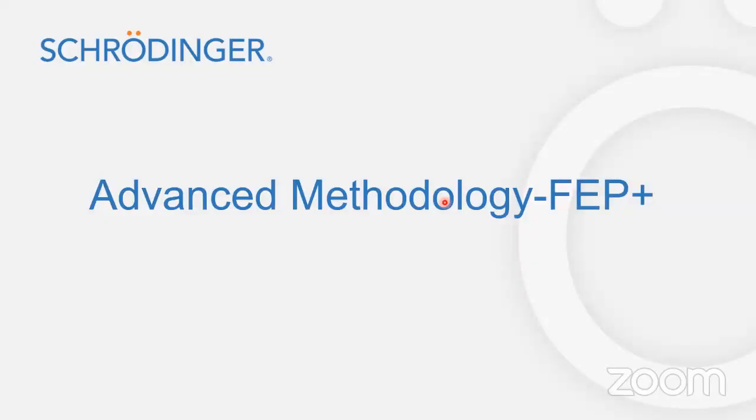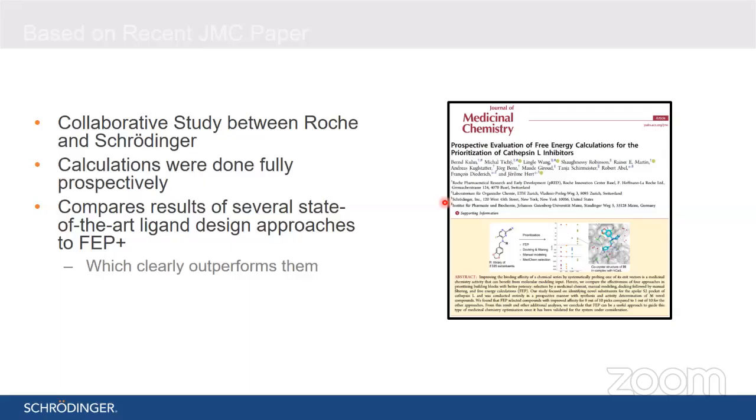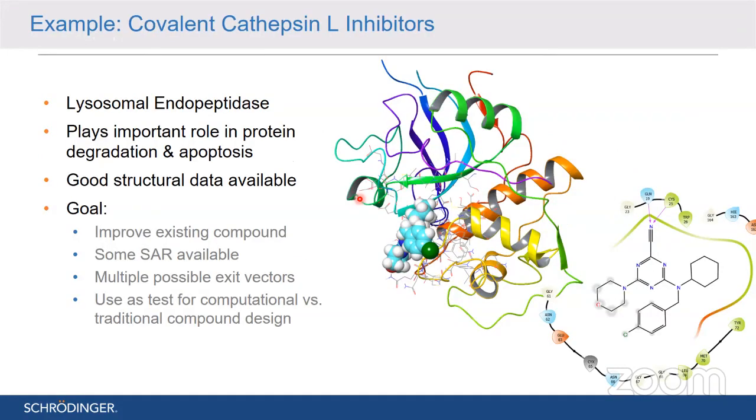Now, moving forward, the advanced methodology is performed by FEP+. That's a very nice paper. I will not give much detail here because it's a totally different topic, a full benchmarking study, a collaboration between Schrodinger and Roche. In this, they have shown how to design new molecules for cathepsin L inhibitors. It's a very nice study. I would request everyone to go through it if you're interested in how to use FEP+ for covalent binding design.